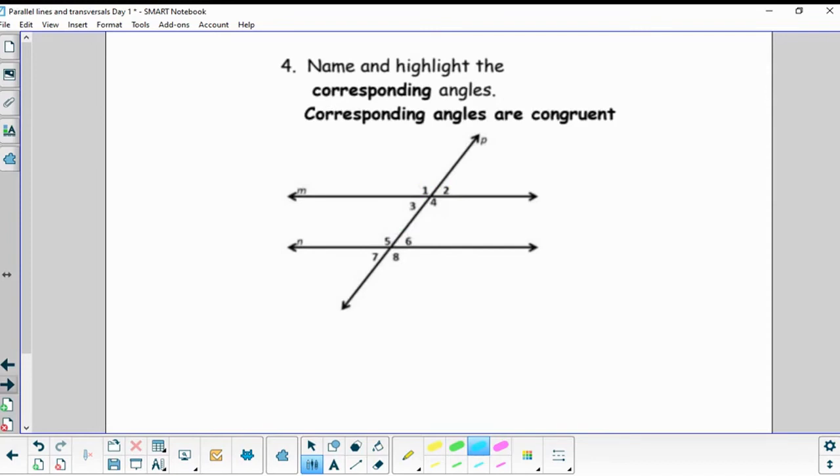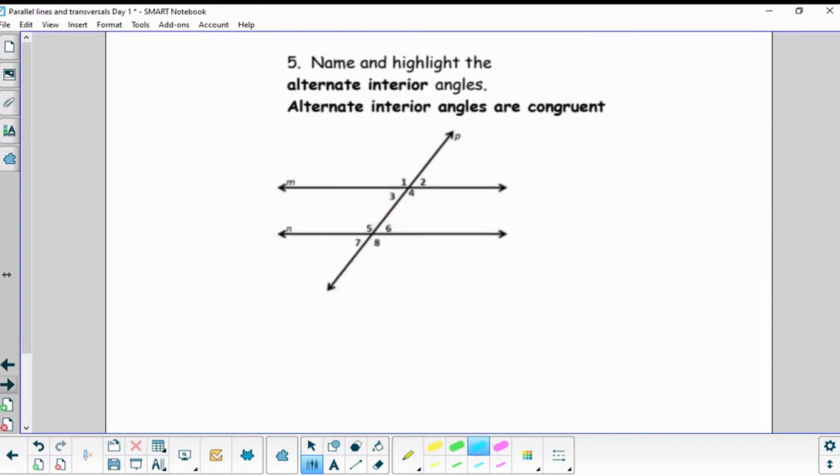Next, we're going to name and highlight the corresponding angles, or angles that are in the same position in the diagram along this transversal. So 1 and 5 are in the same position. 3 and 7, they're in the lower left-hand corner. 8 and 4, they're in the lower right-hand corner. And the last 2 angles are 6 and 2. They're in the upper right-hand corner of these little diagrams. So those are also corresponding angles.